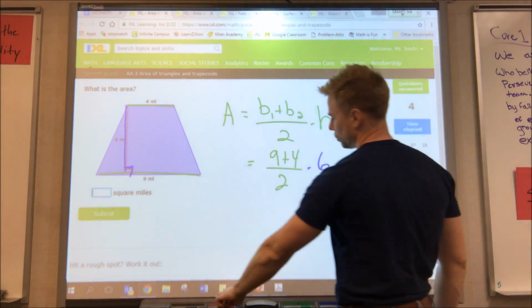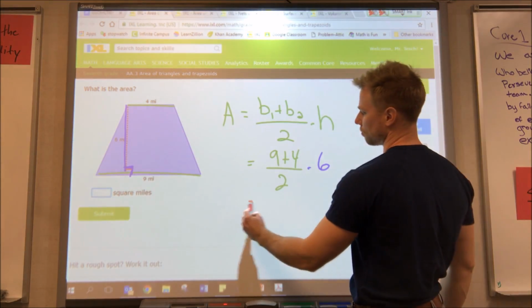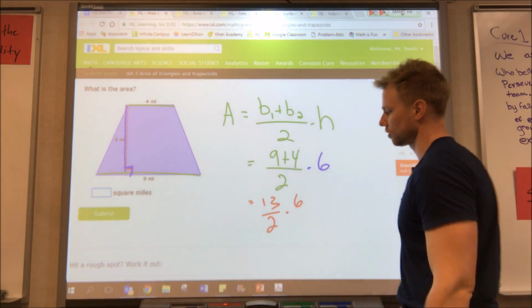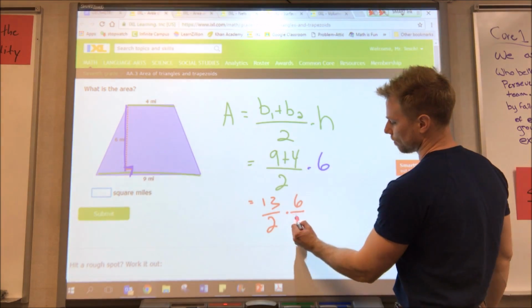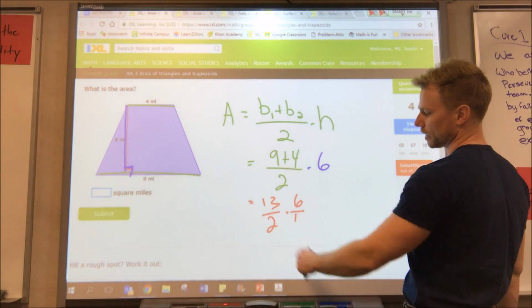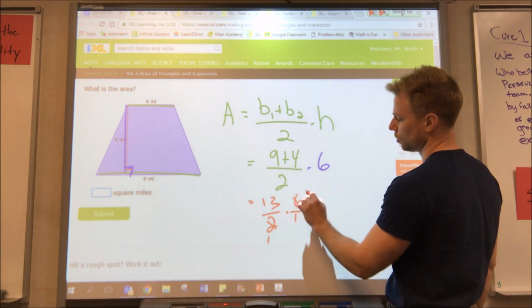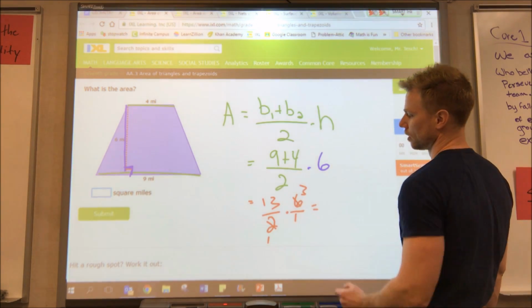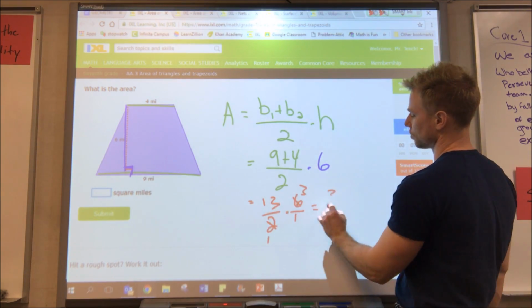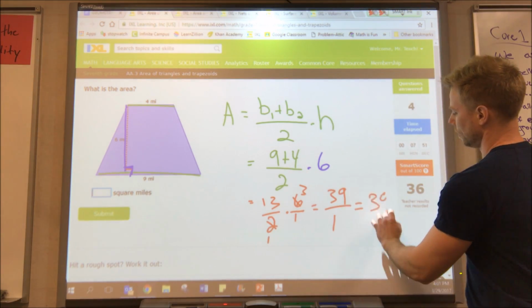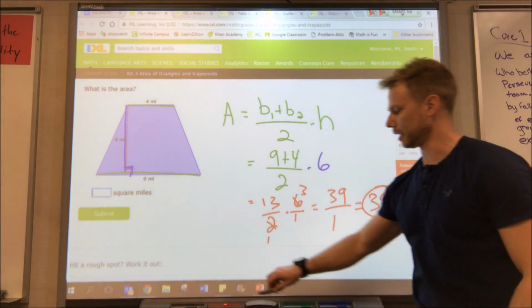Multiply. Well, first we need to add. So 9 plus 4 is 13 divided by 2 times 6. So we can do a little cross-canceling before we multiply, actually. 2 goes into 2 once, 2 goes into 6 3 times. So I end up with 13 times 3, which is 39, 1 times 1, which is 1, and that just turns out to be 39.